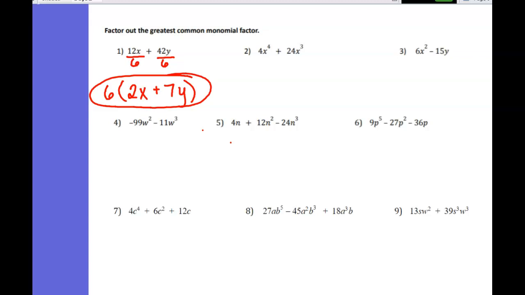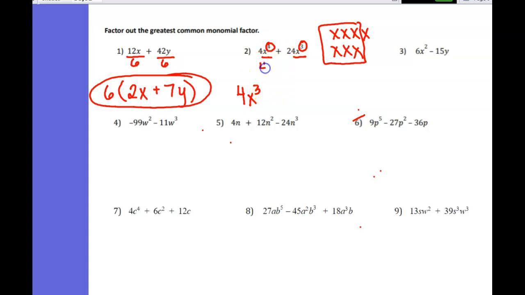With number 2, I've got 4 and 24. So my coefficient greatest common factor would be 4. And notice we've got x to the third and x to the third, x to the fourth and x to the third. The lowest exponent here would be to the third power. So that's what they would have in common. Because think about it, you've got x to the fourth, x to the third, you would have x to the third in common. So we're going to factor out 4x to the third.